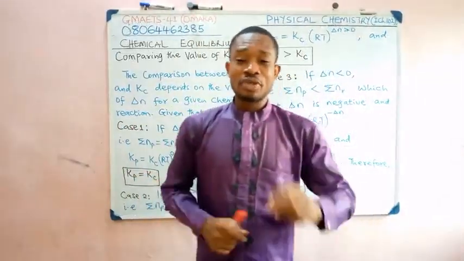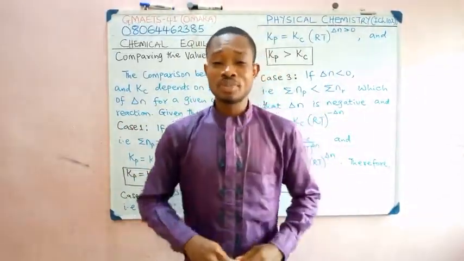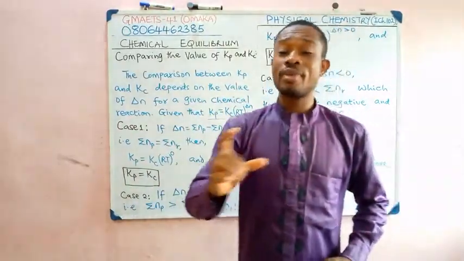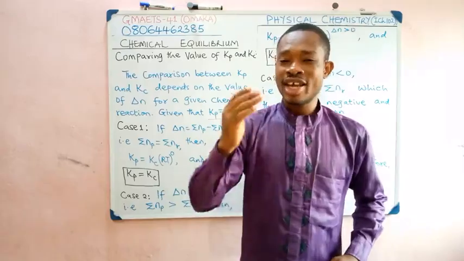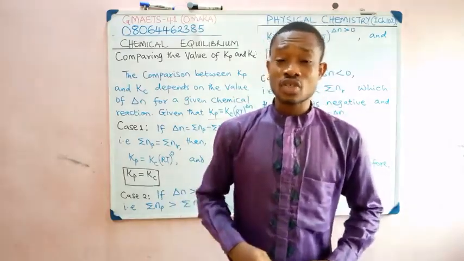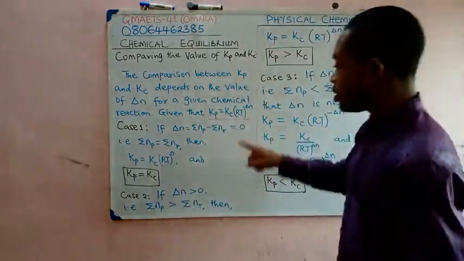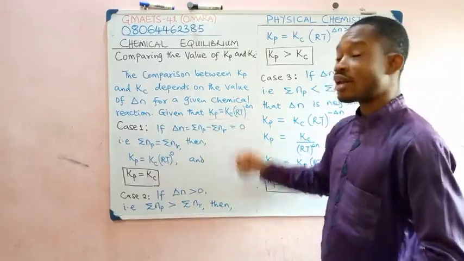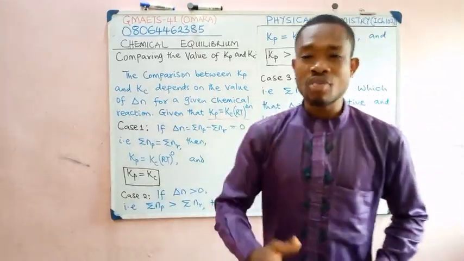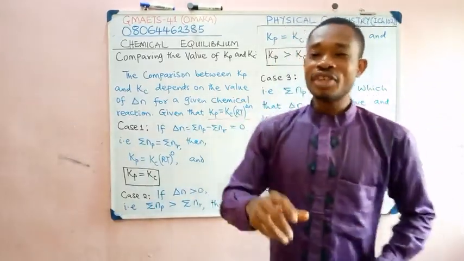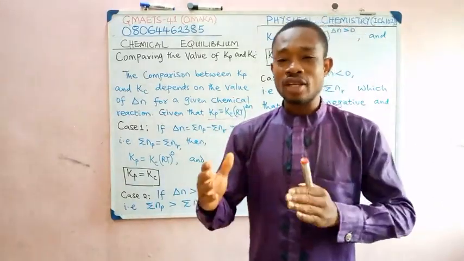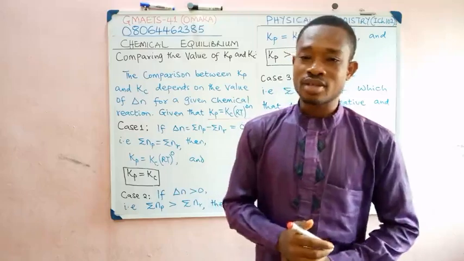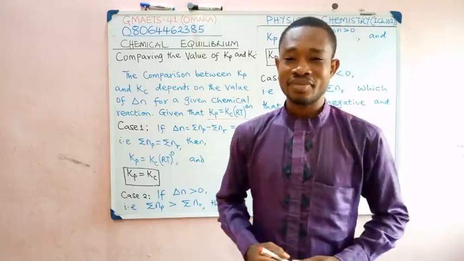In our previous video, we established the relationship between Kp and Kc, that is the equilibrium constant in terms of partial pressure and the equilibrium constant in terms of concentration. Because we derived this relationship that Kp is equal to Kc times RT in bracket raised to the power change in number of moles. In this video, we want to compare the numerical value between these two equilibrium constants, Kp and Kc.